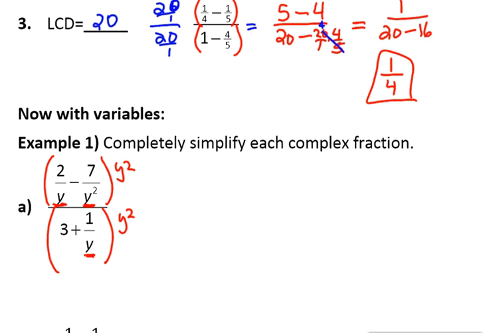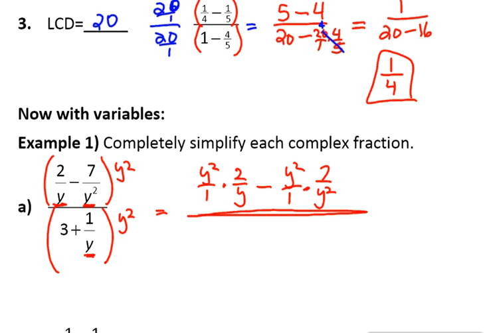So whatever I do to the numerator, I have to do the same thing to the denominator. So I've got to make sure that that's going to happen, so that I'm multiplying by 1. So I'll show this distributing. So this is like y squared over 1. I'm going to distribute it through, so times 2 over y minus y squared over 1 times 7 over y squared. So there's my numerator there.